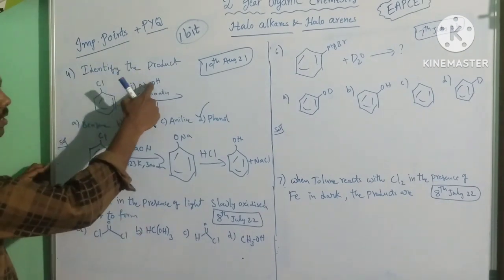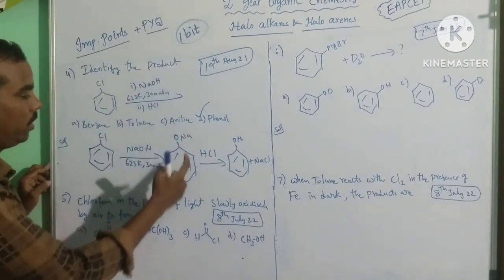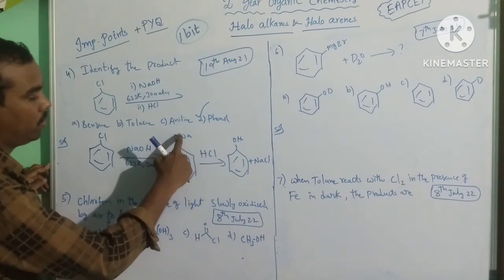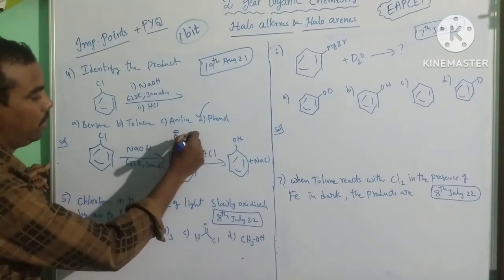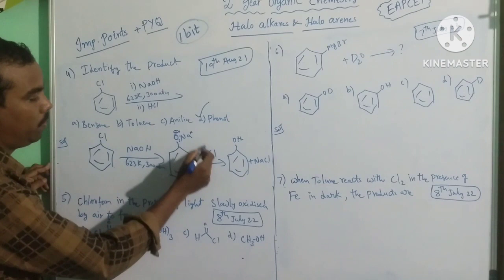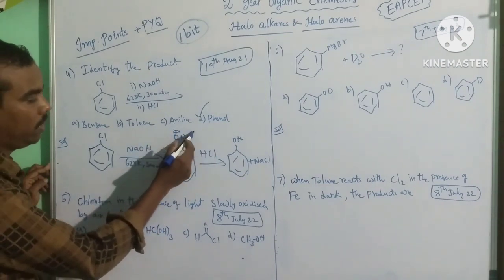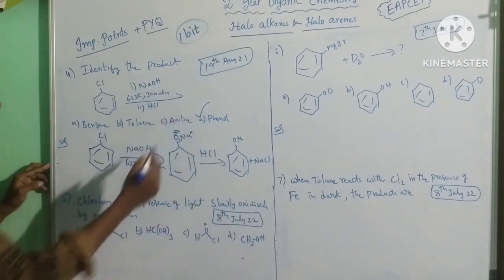First, Cl minus is replaced by ONa. Next it reacts with HCl. It forms O minus Na plus. So H plus is added at O minus, and Na plus with Cl minus gives NaCl. So phenol is the main product.